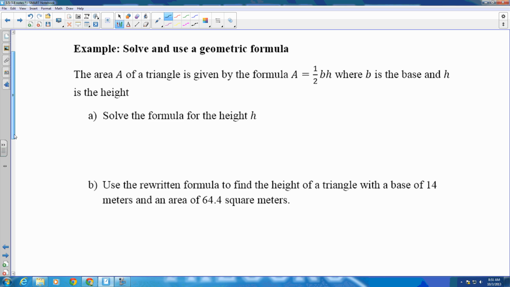The area of a triangle is given by A equals 1/2 bh, where b is the base, h is the height. Solve it for h. Okay, so first I'm going to get rid of that number. How do you get rid of a 1/2? You need to multiply by the reciprocal, just multiply both sides by 2. So 2a equals b times h, and we want to get the h alone, so we need to divide both sides by b.